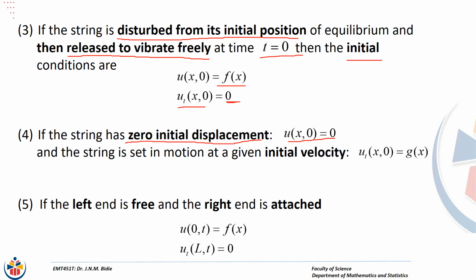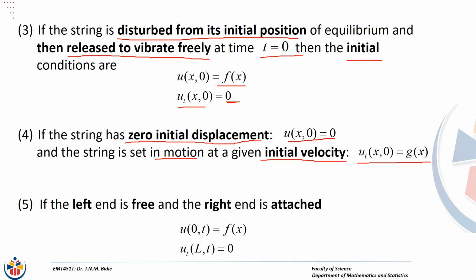Initially, when there is no displacement at t equal to 0, then we have u of x, 0 equal to 0. And then when you set the string in motion at time t equal to 0, we must consider the initial velocity. Once there is motion at the start of the whole process, that means there must be initial velocity, and our initial velocity will be a function of x.